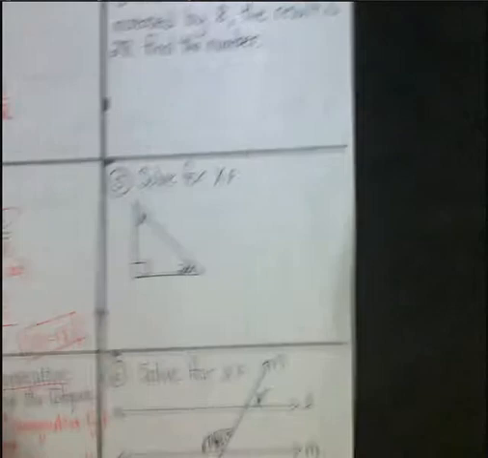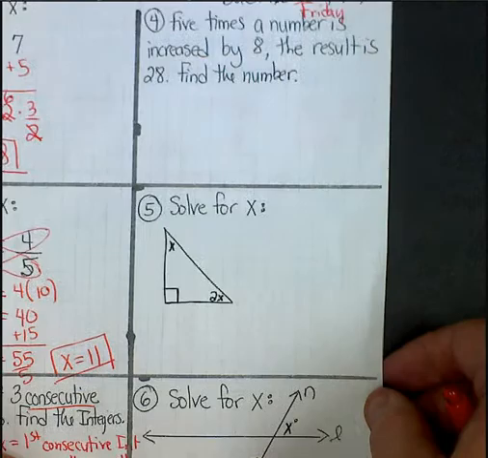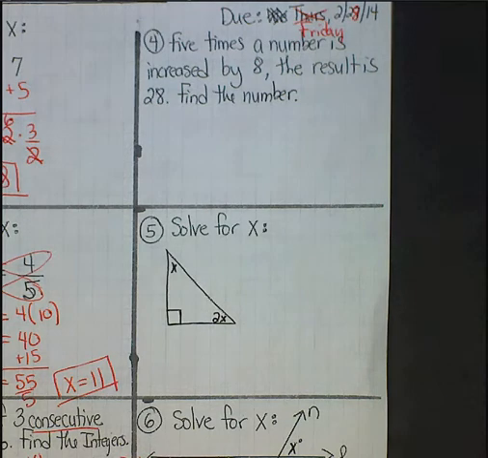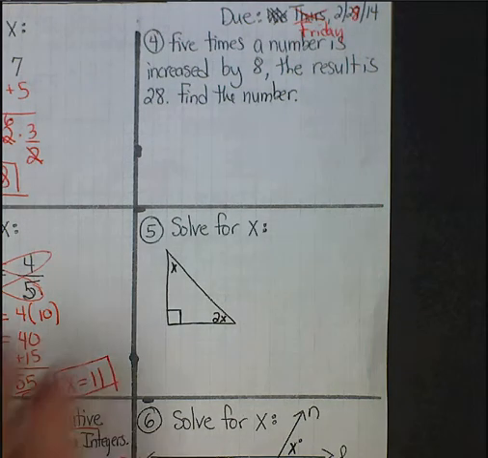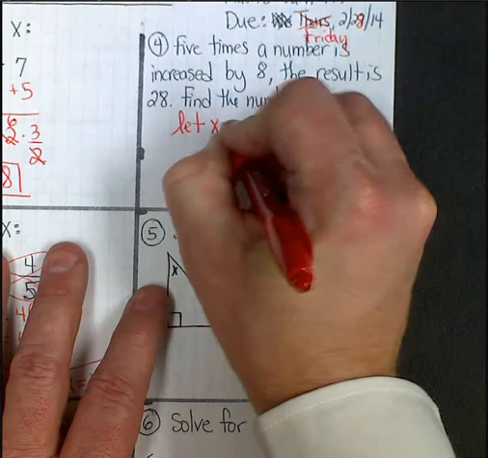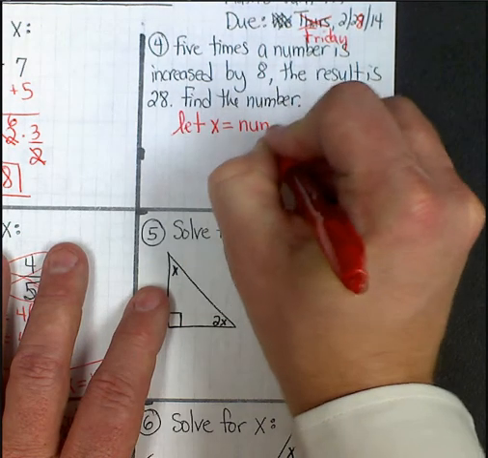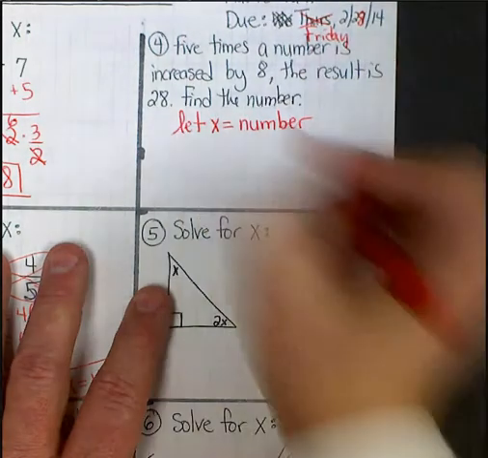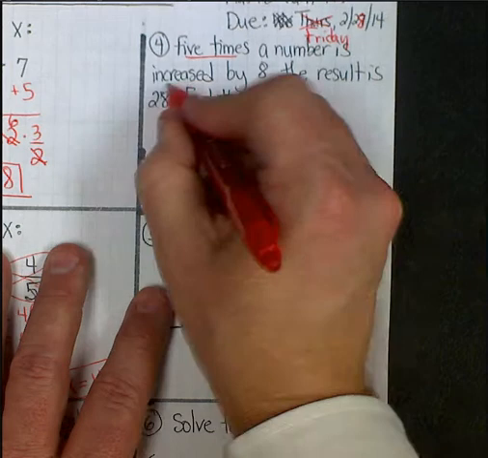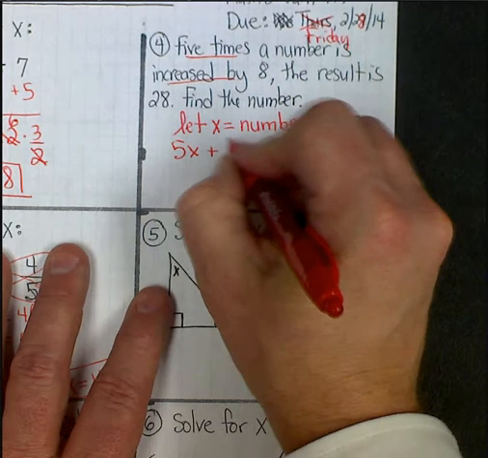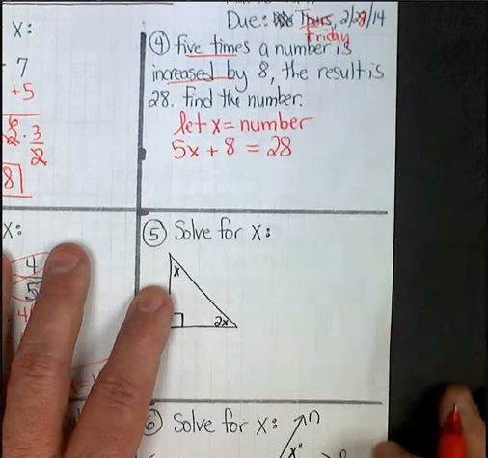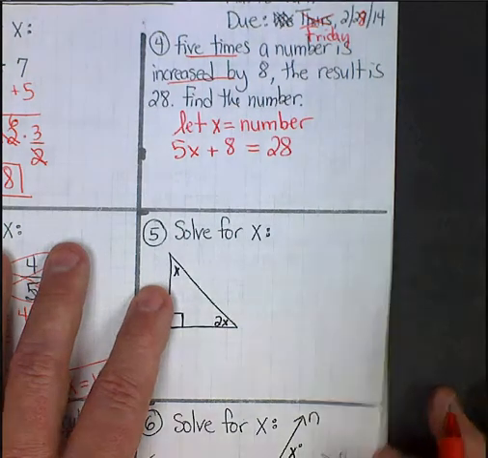Okay, next question. Number 4. Another word problem. Question says 5 times a number is increased by 8. The result is 28. Find the number. Once again, if it's a word problem, we start off with a let statement. We're looking for the number, so in this case, we're going to let x equal the number. 5 times a number, 5x. Increased by, plus 8. The result is, equals 28.